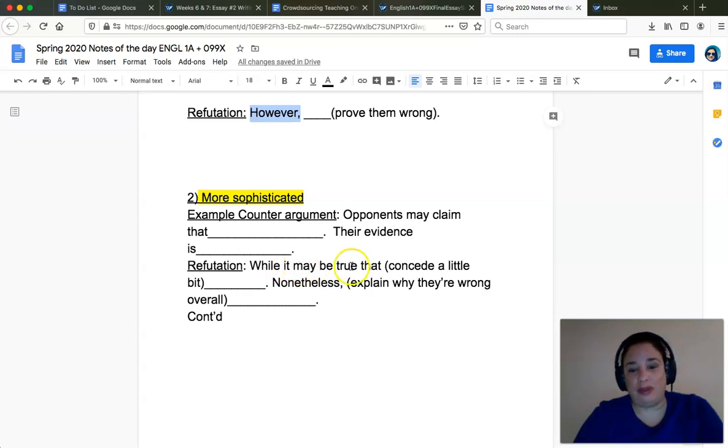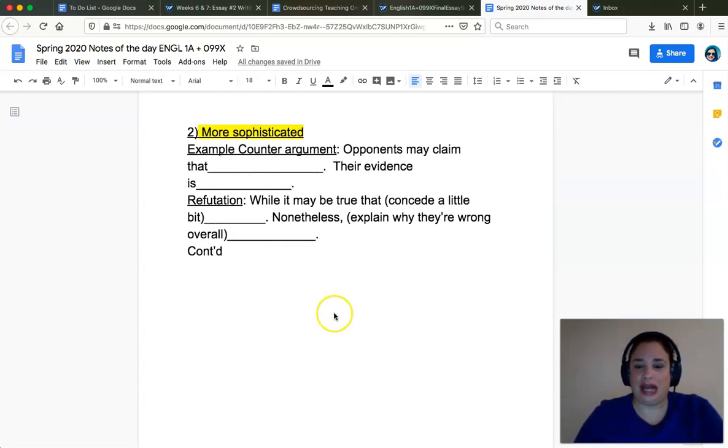So you can say, well, it may be true that environment does have a small impact. Nonetheless, it is not the main factor that shapes who we are. So these are a way to add a paragraph to your argument and show another point of view, but maybe not agree with it completely.